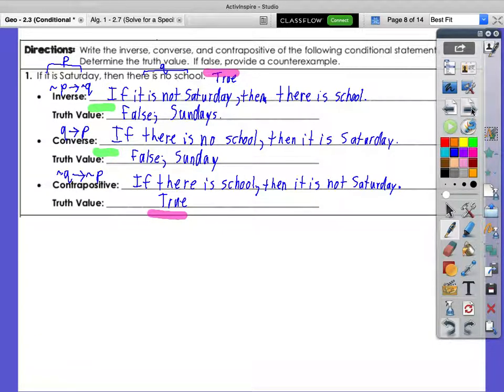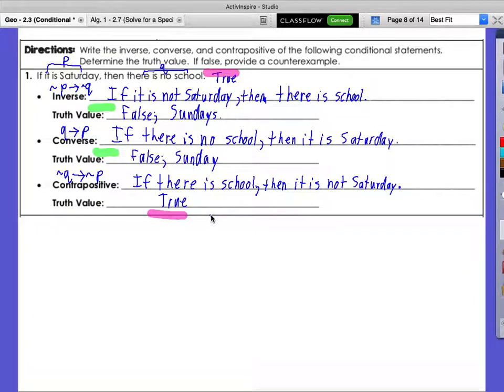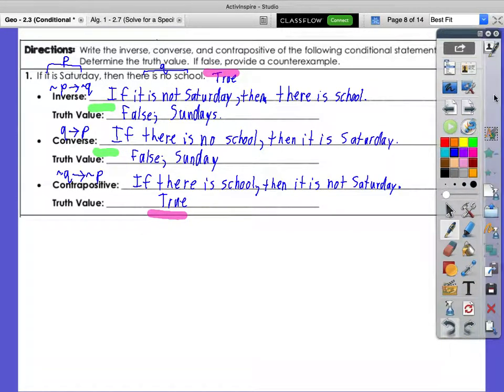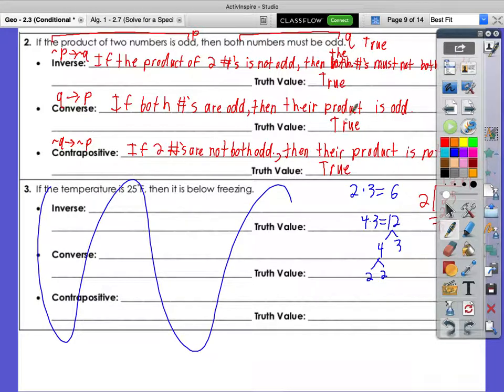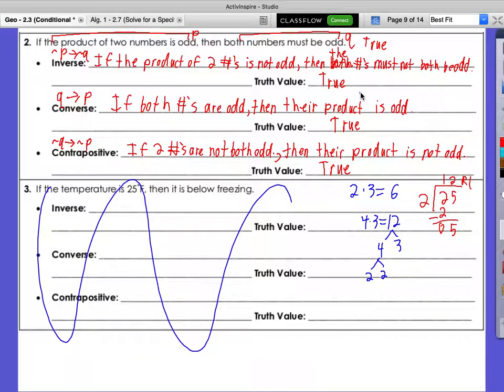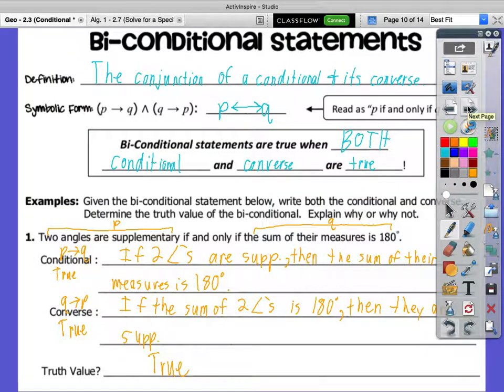Then we practiced that. We said the conditional and the contrapositive always have the same truth value. The inverse and the converse always have the same truth value. That means you could have 2 trues, 2 falses, or you could have 4 trues like we had here, or it's also possible to have 4 falses. We went through and talked there.